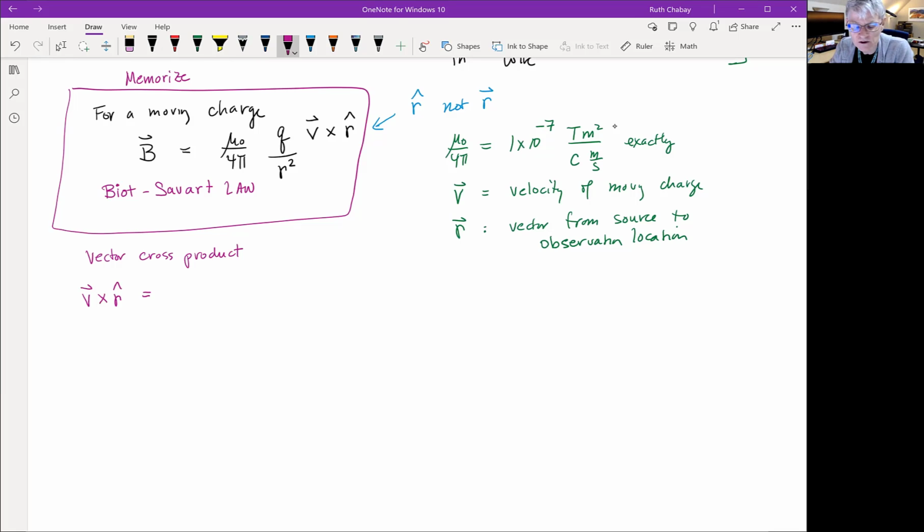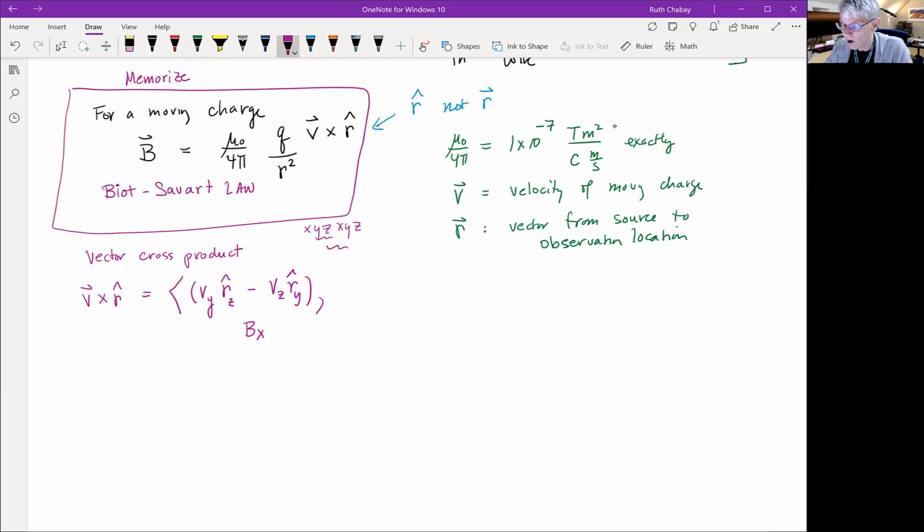So V cross r hat, if we do the whole thing with components, the x component of the final product is going to be V sub y r hat z minus V sub z r hat y. So this is B sub x. The x component involves y and z. Remember, we have this x, y, z circular thing. So the x component involves y and z, the y component involves z and x.